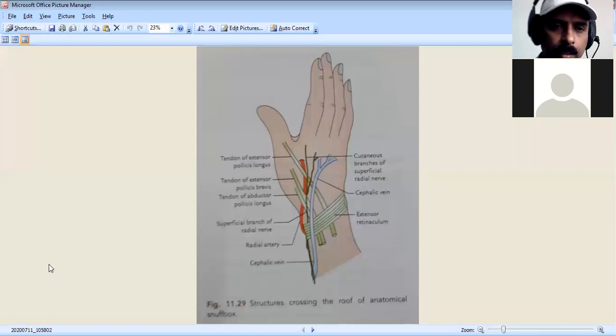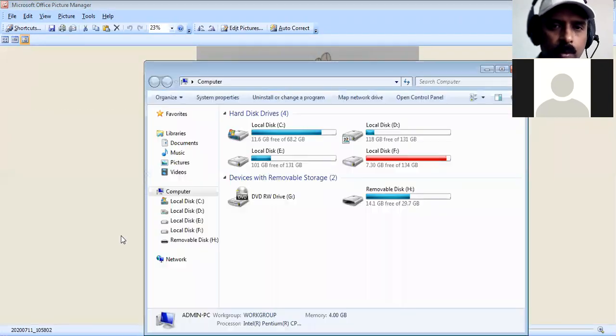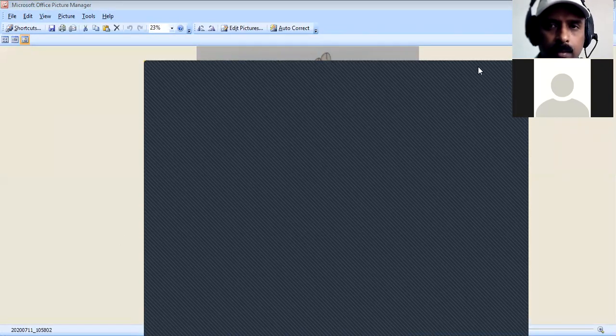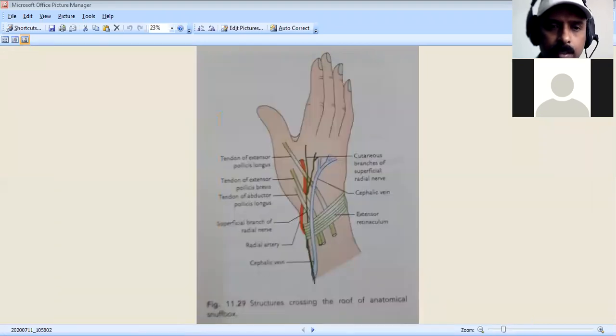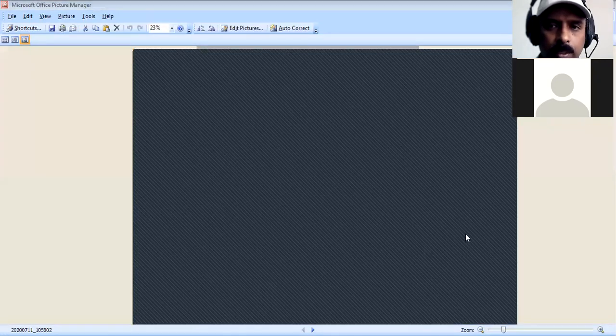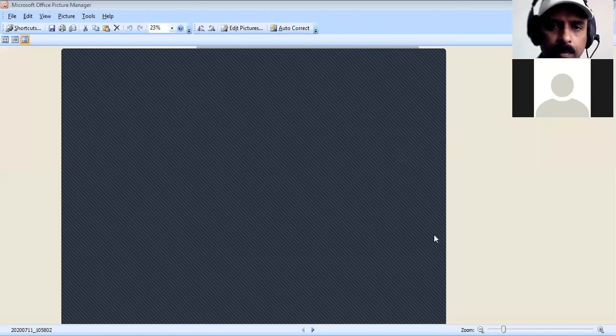Then the next part you have to know is the insertion, that is the deltoid tuberosity. The other part you should know is the axillary nerve supply of the deltoid muscle. So in this you have to remember about the deltoid, and next you have to remember the other one.